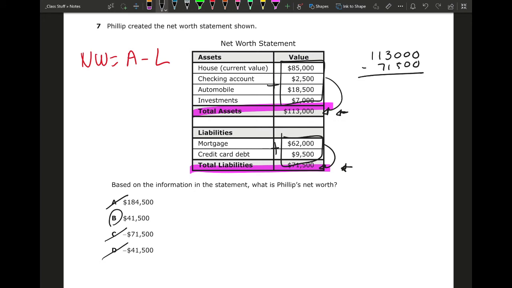So I didn't even have to do any work. If I know my basics, I don't have to do any work. Just look at the table. And if you subtract, you will get the 41,500.